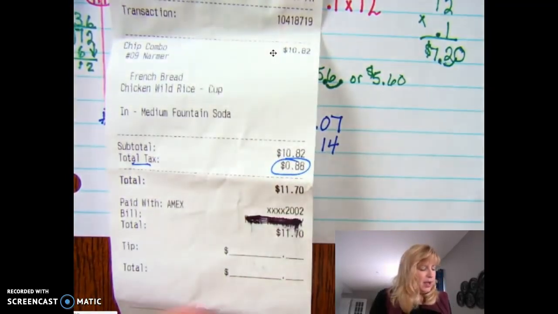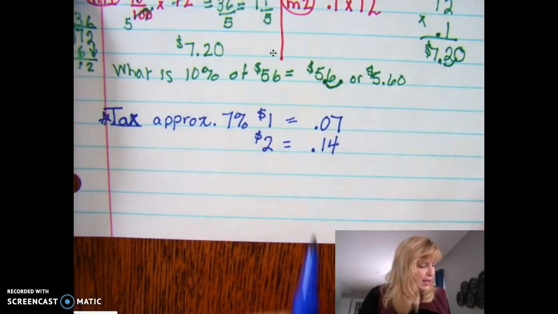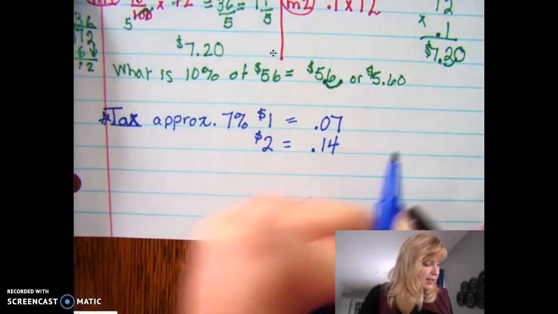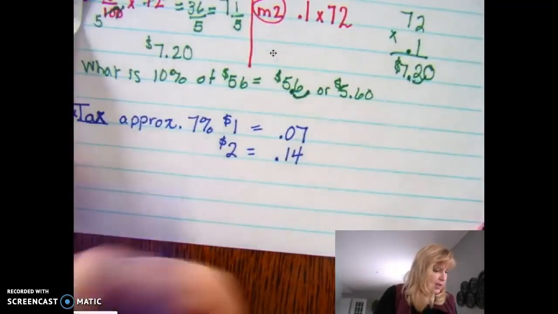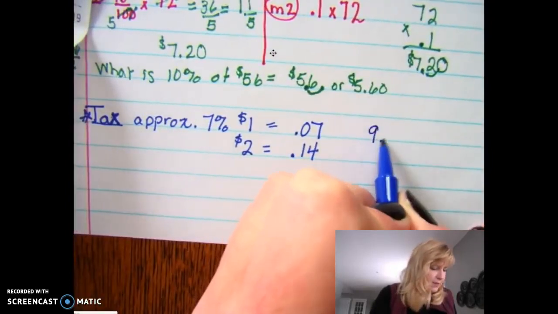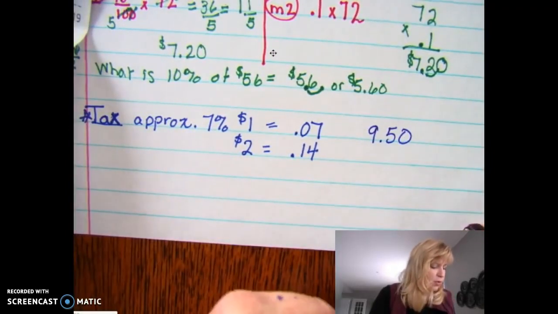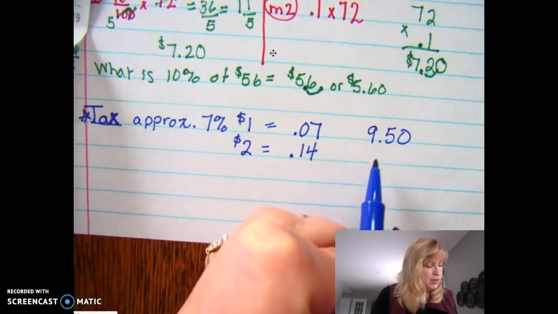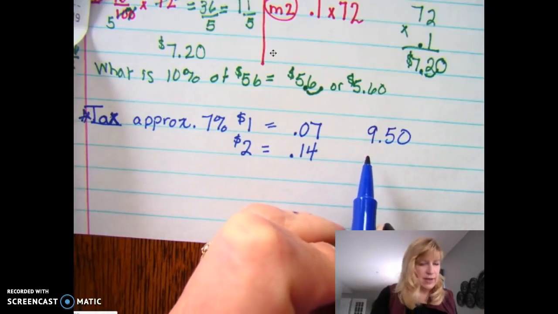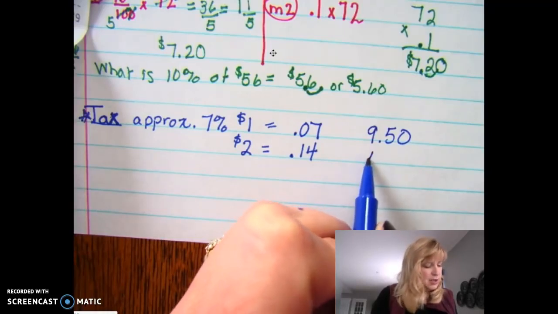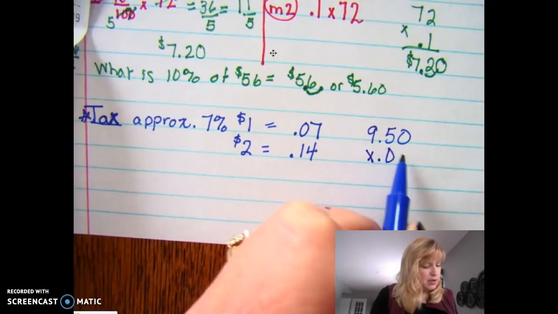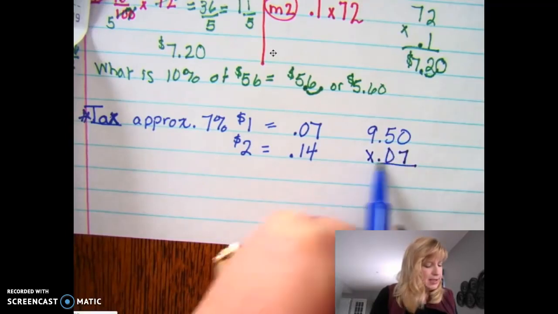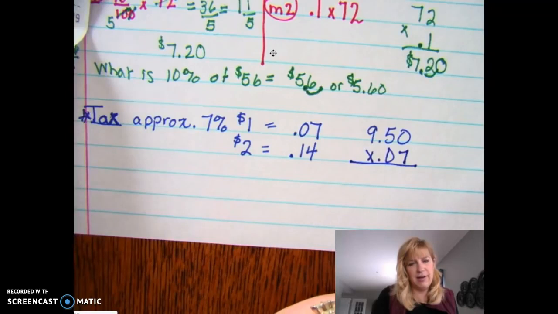All right, so you've learned a little bit about the tax. If you spend, let's say, $9.50, would you try to see what the tax on that would be if you find 7% of $9.50? So what I want you to do is multiply it times the 0.07, pause the video, and see if you have an answer that matches mine.